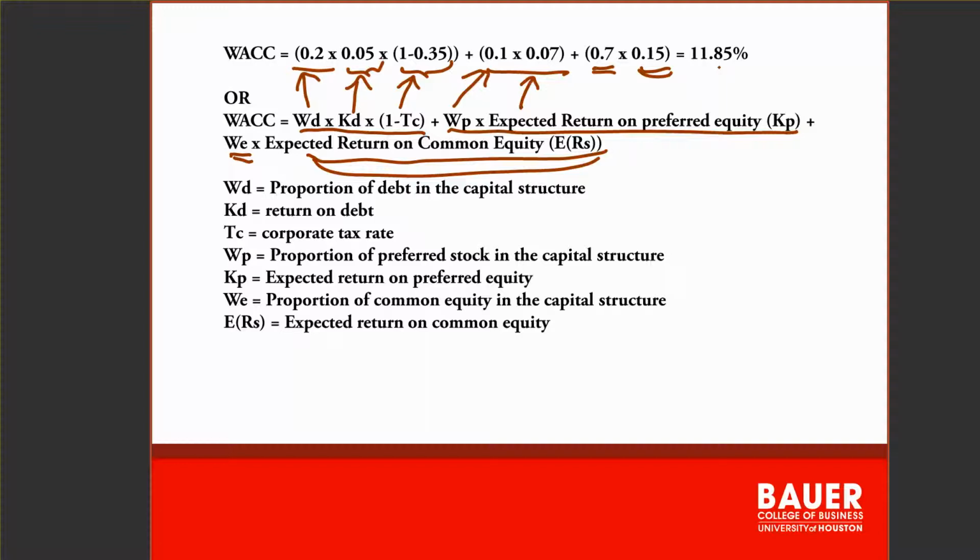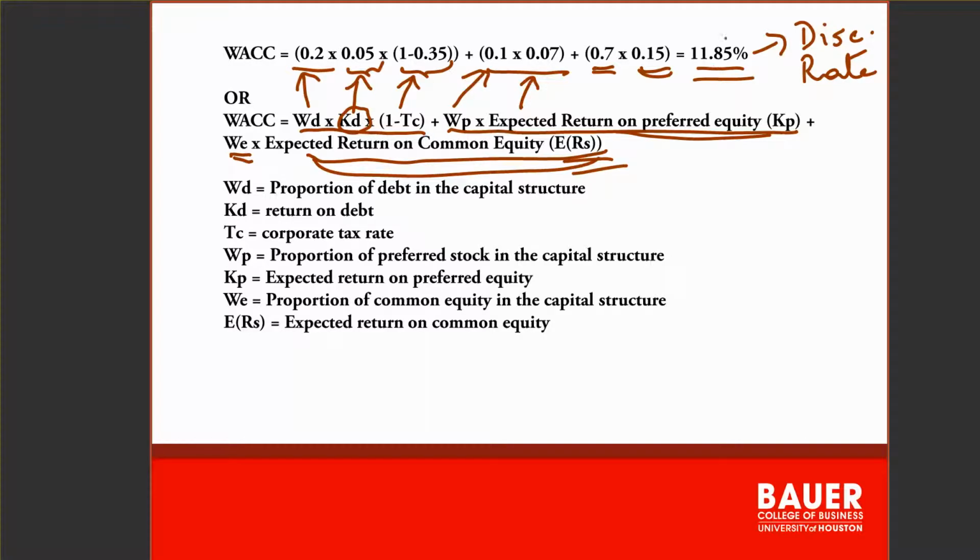And we'll talk in a minute about how we might estimate that if it's not given to us. So we take the weighted average of the cost of debt, the cost of preferred equity, and the cost of common equity, and we weight them and then we average them. So the firm's weighted average cost of capital will be 11.85%. This then becomes the firm's discount rate for any investment, any project that it is considering.